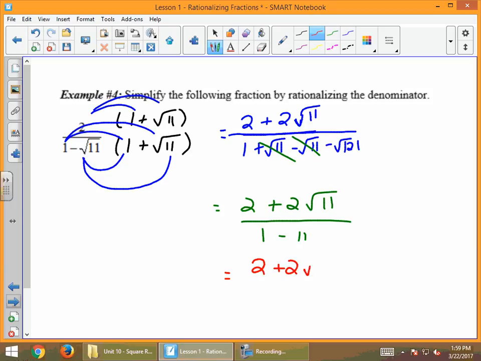Top stays how it is. There's nothing we can do. But what's 1 minus 11? Negative 10. And our very last step, check and see. Do we have a GCF? Is there a number that can go into all 3? Yeah, we can go into 2, 2, and 10.